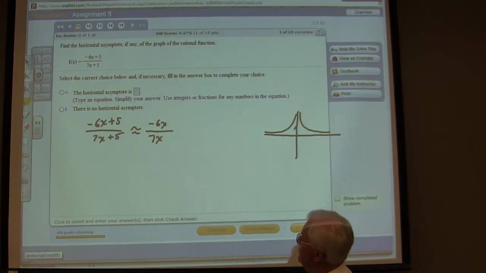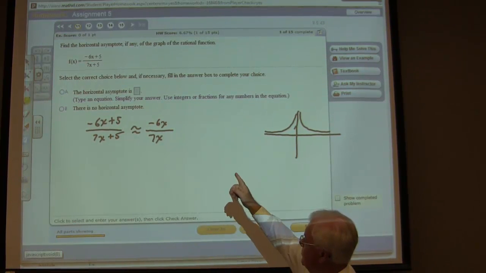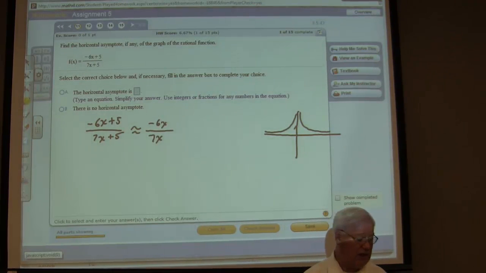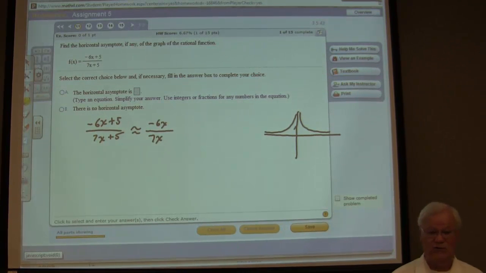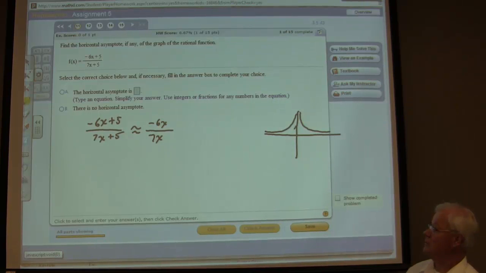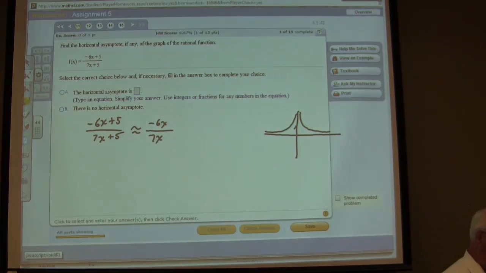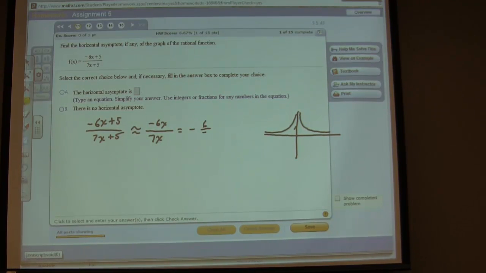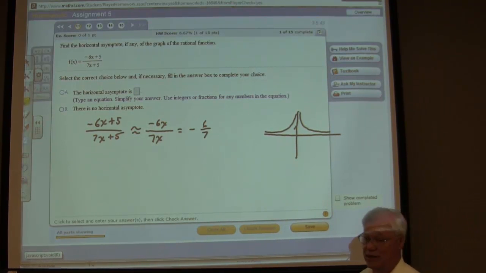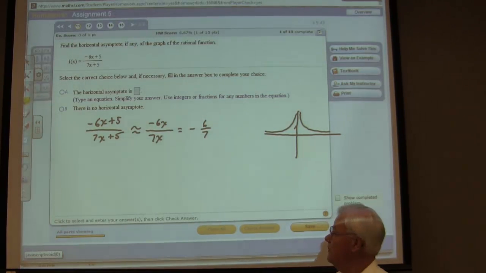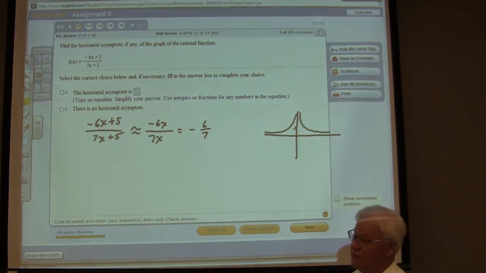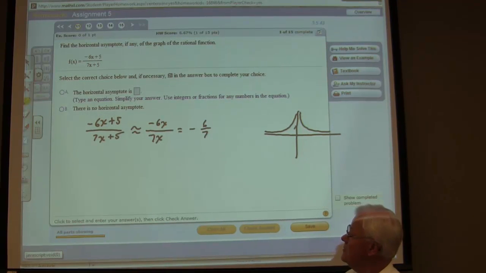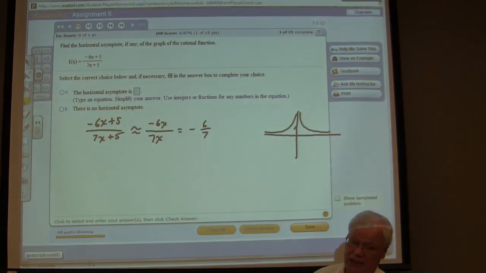Now, what can I do? Oh, I can cancel those x's out. Because even if they're a billion over a billion, that is 1. So it still works that those can be canceled. So minus 6/7. And that turns out to be the horizontal asymptote. But while we're here, let's look at what could have happened here. What if instead of that equation, I'd had this equation?